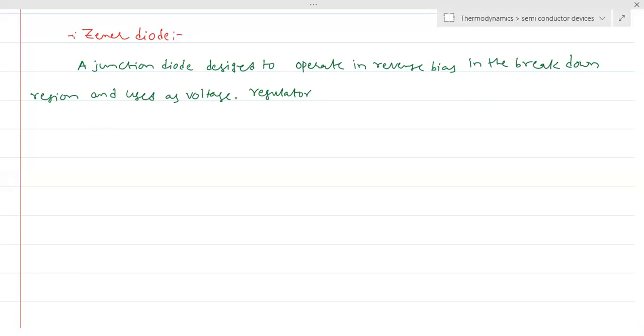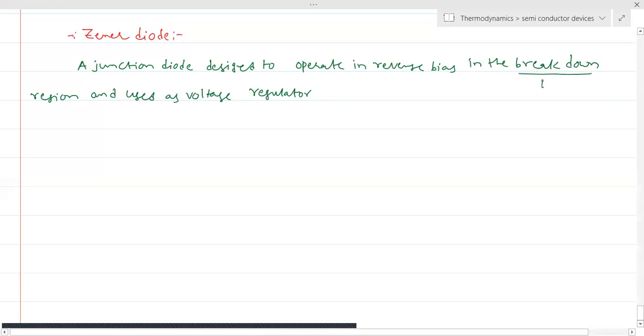We know that a PN junction diode actively works in forward bias, but in reverse bias it will not work. But the Zener diode is specially designed to work in reverse bias, that is, in the breakdown region. Breakdown means it is not actually going to break into pieces. You need to understand that breakdown means we are having maximum current, and it is used as a voltage regulator.